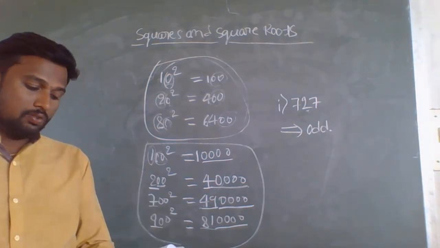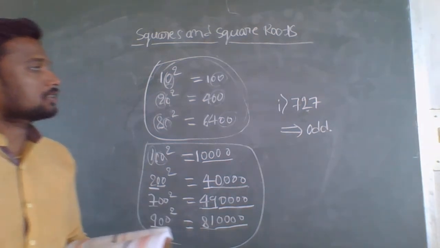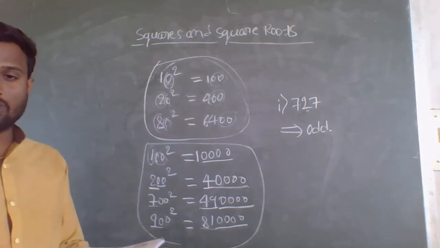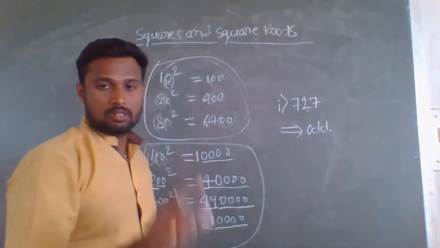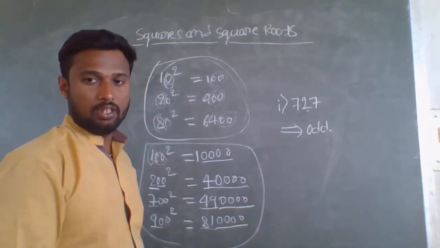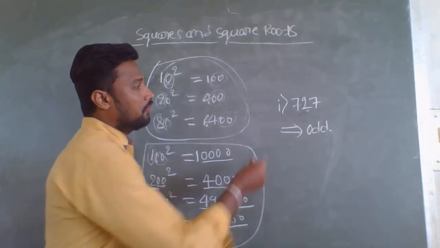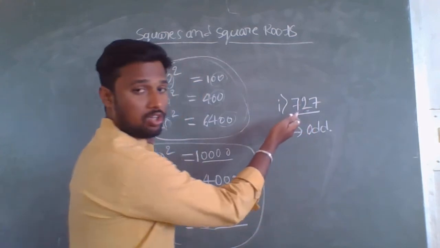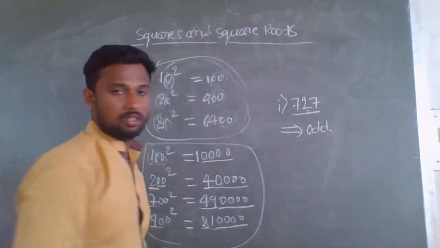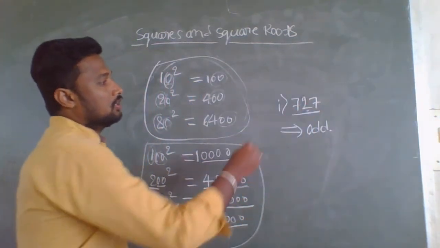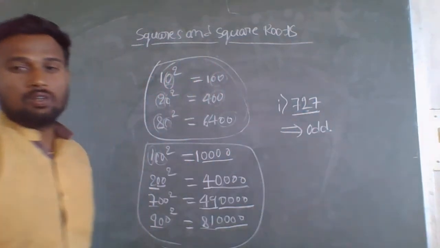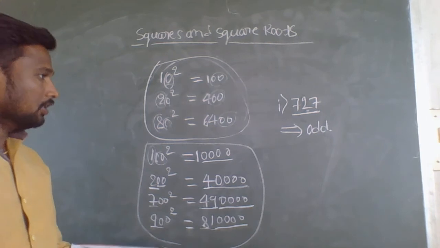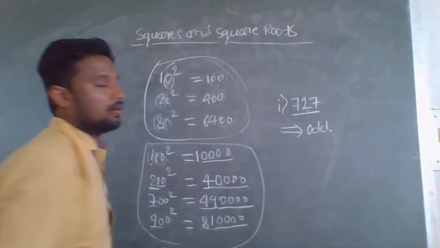Because we know that always the square value of any odd number, listen carefully, the square value of any odd number is an odd number only. 727 is an odd number, therefore the square value of 727 will be an odd number only.